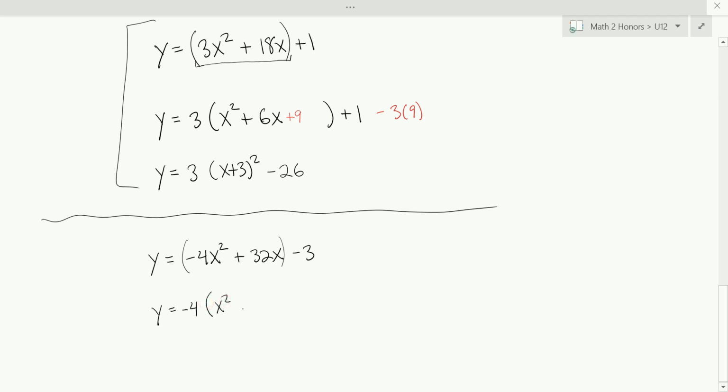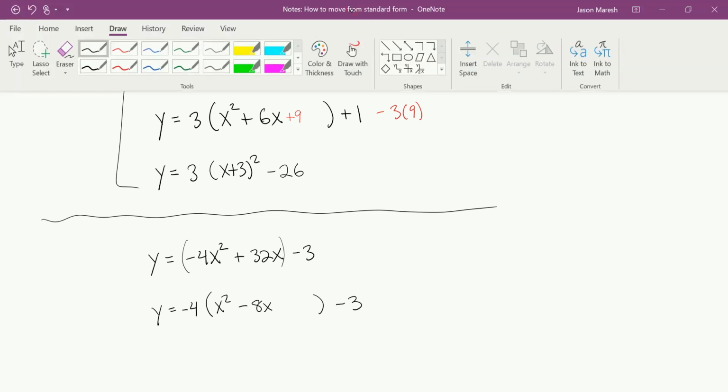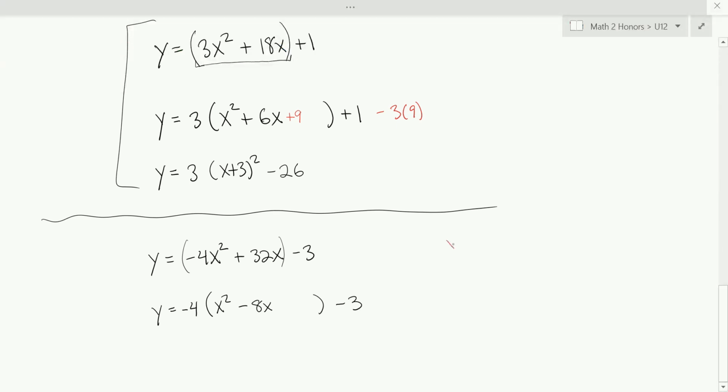What's the next term going to be? Negative 8x. Leave a little room, minus 3. Those are still equivalent. Nothing's changed. Then come up with your magic number. So x squared minus 8x, that's going to be x minus 4 squared, so I need to put a plus 16. Okay, so I went from here back, just thinking about what I need. So I need a 16.